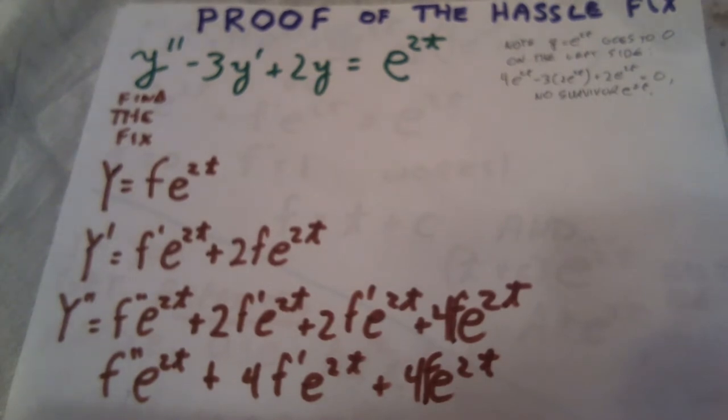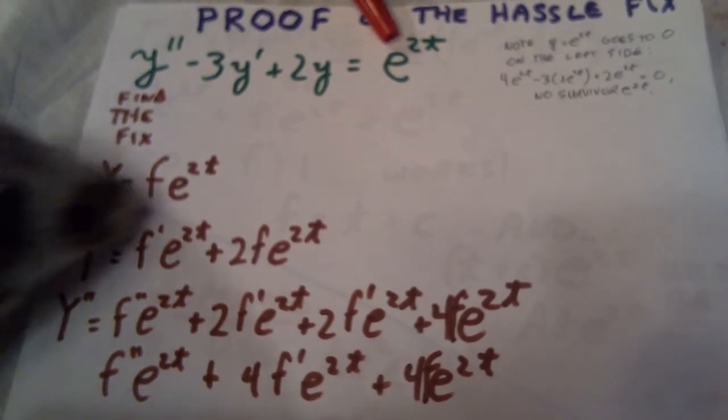All right, so remember the hassle. When the homogeneous solution matches the forcing term, it will go to 0 when you put it into the ordinary differential equation. So you don't get an e to the 2t that survives. That's bad, because you need to have an e to the 2t.